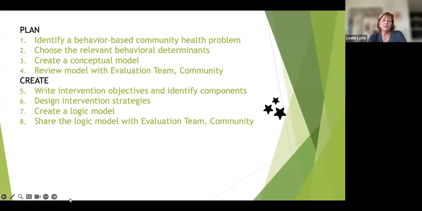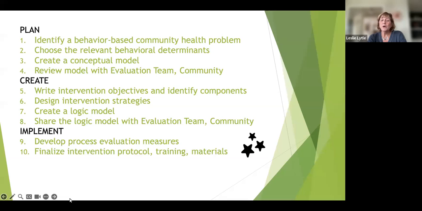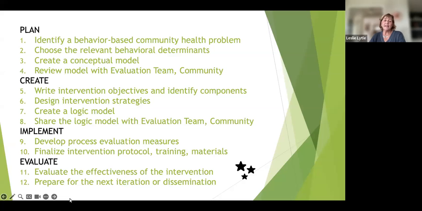and make alterations. The fourth phase is the implement phase, where we develop process evaluation, we finalize our intervention protocol, our trainings, all our materials. If we're doing research, we pilot test our intervention in the implement phase. And then finally, our last phase is evaluate, where we evaluate the effectiveness of the intervention and then again, prepare for the next iteration or the dissemination.